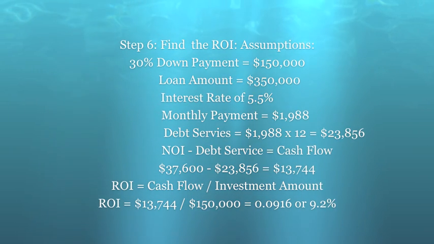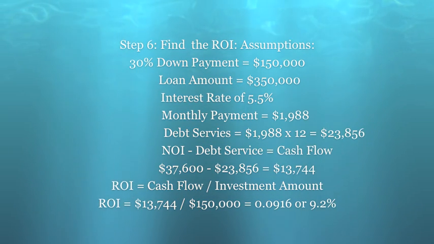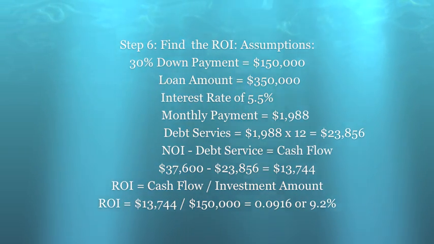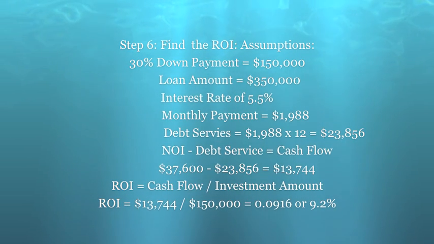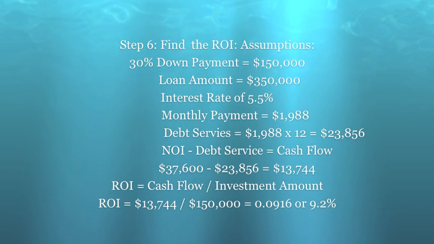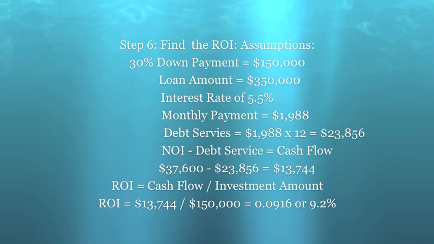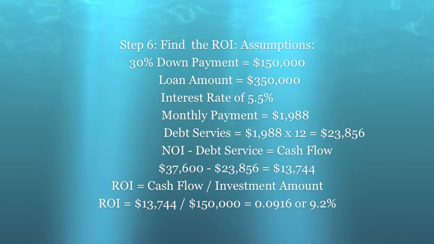With a down payment of 30% or $150,000, your loan amount is $350,000. Assuming an interest rate of 5.5%, your monthly payment equals $1,988. Your debt service is calculated by multiplying that by 12, and we get $23,856. Remember, all numbers are based annually.